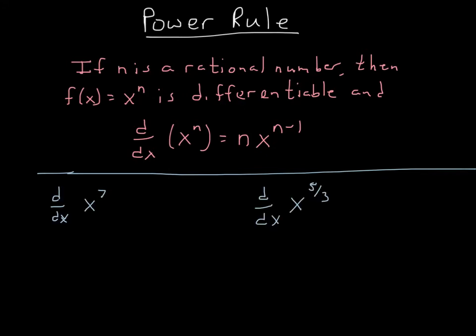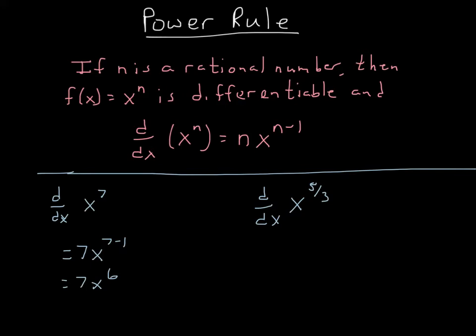Now, let's look at a couple of quick examples. The first one is the derivative with respect to x of x to the 7th. By the power rule, that derivative is going to equal 7 times x to the 7 minus 1, or I get 7 times x to the 6th. That would be the derivative of x to the 7th.